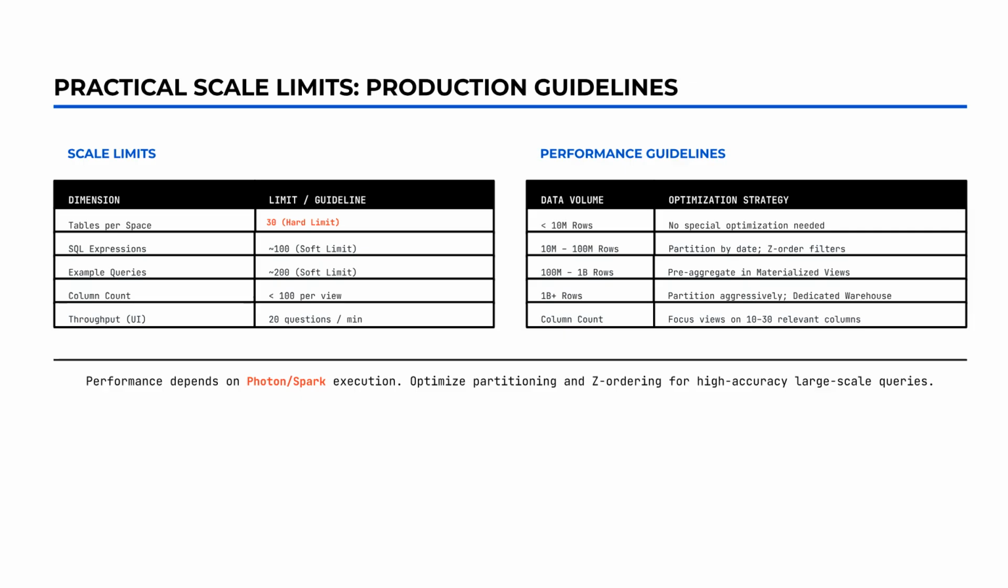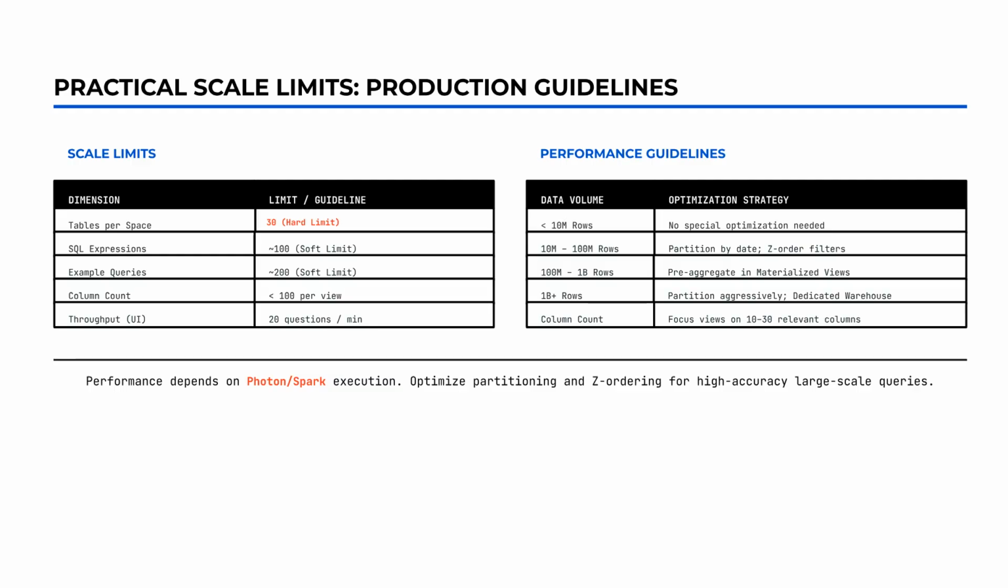Before you push Genie into wide production, you need to understand the practical scale limits so you can design intelligently. Each Genie space currently supports up to 30 tables or views. Keep your views focused, ideally under 100 columns per view for best accuracy and performance. For very large tables, rely on smart data modeling.